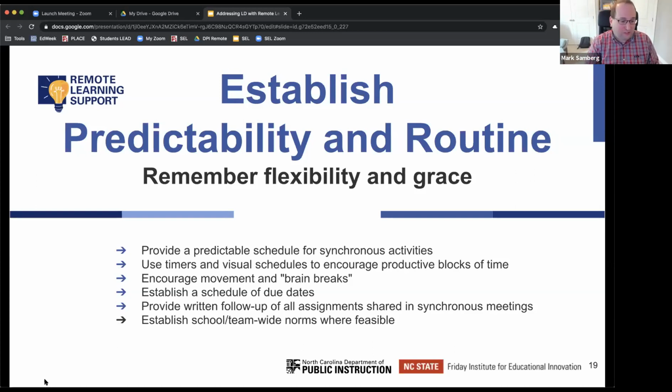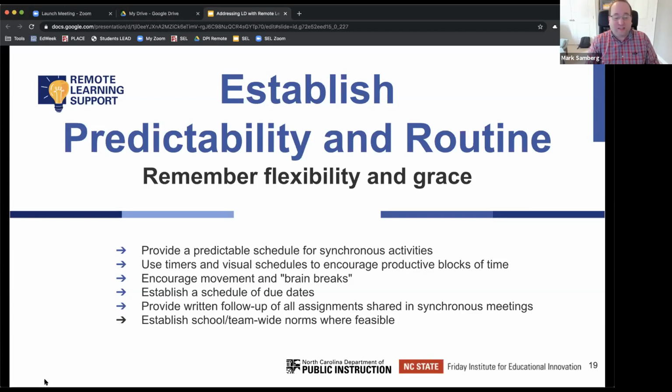So the next one says, providing written follow-ups of all assignments, right? So students should walk out of a synchronous meeting if you have them scheduled, and they should know everything that's expected of them, and it should be documented and the links to where they can find it, so that there's not a lot of mystery around where to go for assignments, when to submit them, where to submit them. Setting these clear user-friendly expectations.